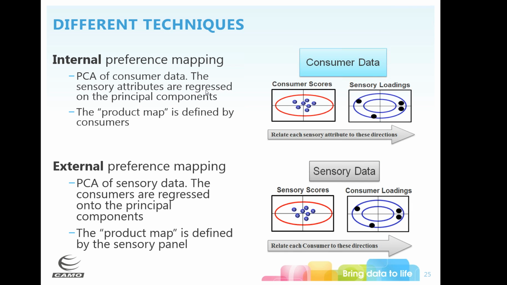So there's a couple of different ways to do this. You can do internal preference mapping. What you do here is you do a principal components analysis of your consumer data. So your sensory attributes are regressed on the principal components, and the product map is defined by the customers. So your customers are your scores, and your sensory attributes are your loadings. You can then also do external preference mapping. That's where you do your principal components analysis of your sensory data, and then the consumers are regressed onto the principal components. The product map is then defined by the sensory panel.